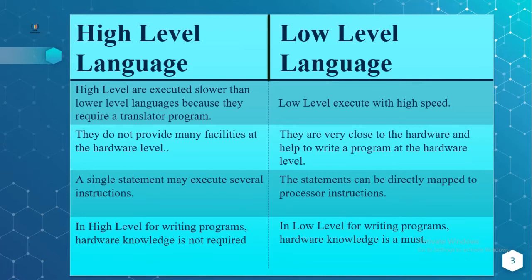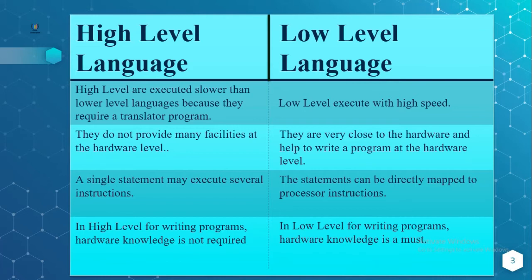High-level languages do not provide many facilities at the hardware level, whereas low-level languages are very close to the hardware and help to write programs at the hardware level. A single statement may execute several instructions in high-level language, whereas the statements can be directly mapped to the processor instructions in the low-level language.